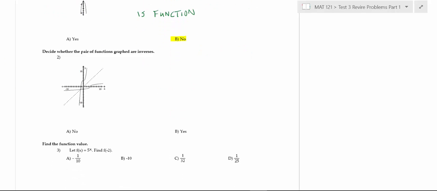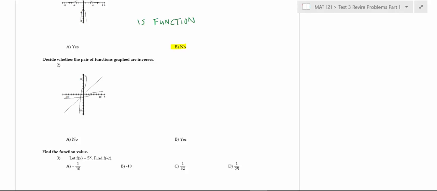Okay, next problem: is this an inverse? Well, you've got to look at symmetry. If I give you a graph, you can tell something's an inverse based on the symmetry of it. So basically, you've got to just see that it's symmetrical about this line, y equals x. You can pretty well tell by looking that that's symmetrical.